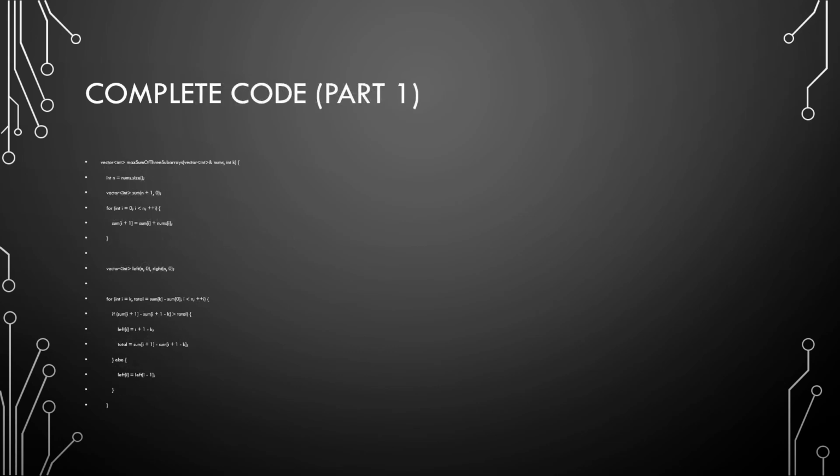Here's the first part of the complete code. We initialize the prefix sum array, then build the left and right arrays. This part efficiently sets up the framework for combining the subarrays in the next step.